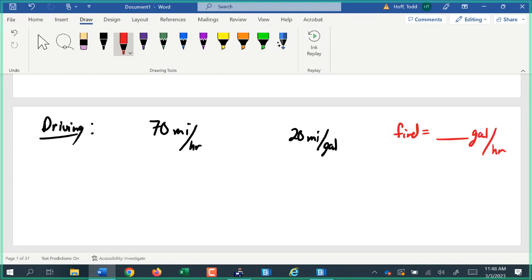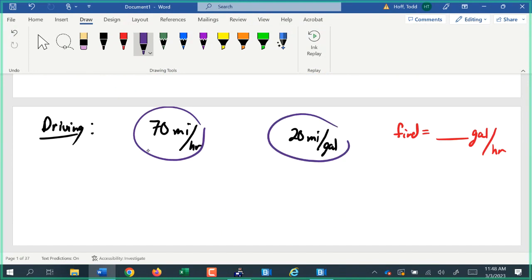Sounds like a complex thing. It's not one that we've memorized the formula for, but we can use dimensional analysis. First thing, each of these rates is also an equivalency. 70 miles per hour is saying 70 miles is equivalent to 1 hour of travel. 20 miles per gallon is saying 20 miles is equivalent to 1 gallon of fuel consumption.